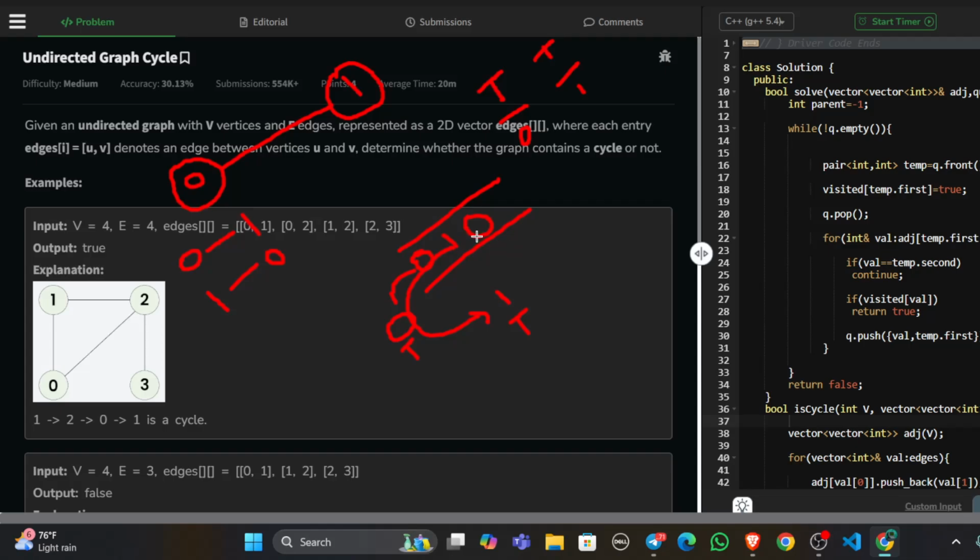Again we get zero. In the visited vector, zero is already visited, that's true. So it looks like this is a cycle. But you see in the graph, there is no cycle. This is not the case. How do we solve this?